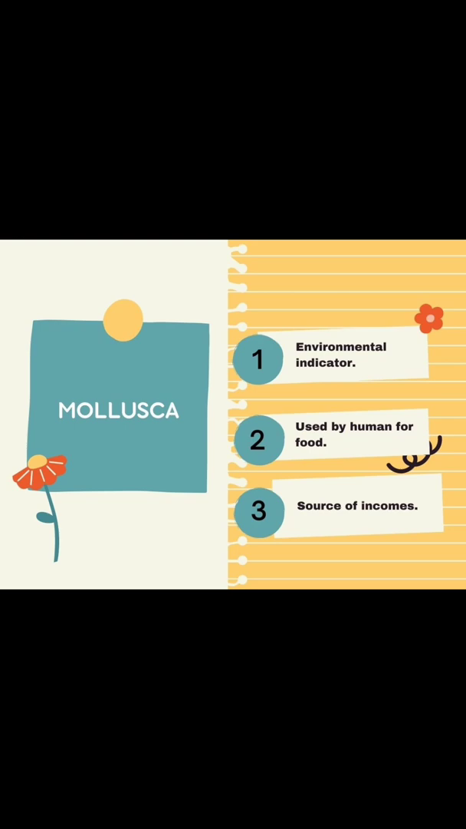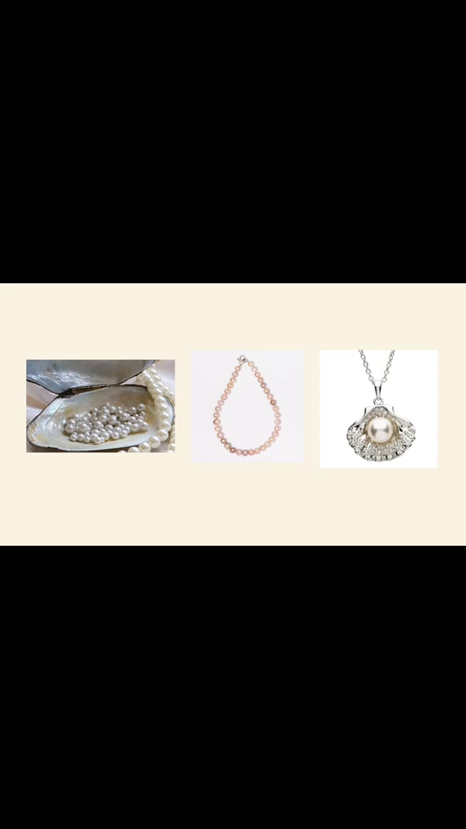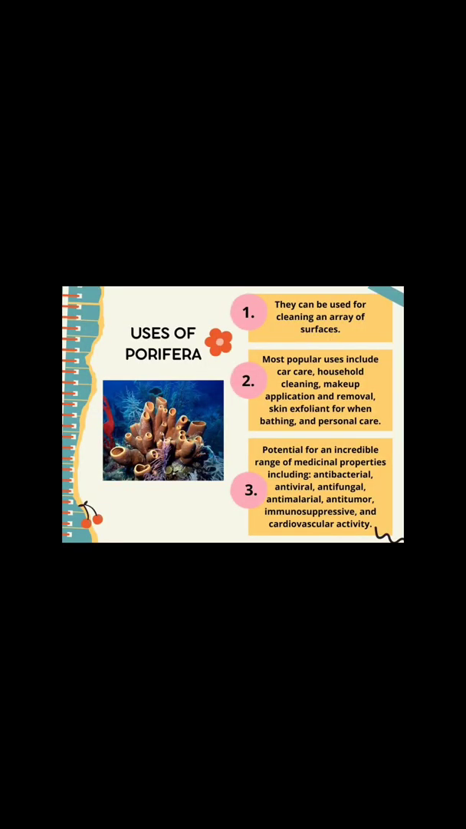For Mollusca, some mollusks are a good environmental indicator because their bodies are able to absorb heavy metals and filter the water. Secondly, mollusks are used as food for human consumption, either eaten raw or cooked. Thirdly, mollusks are a source of income. As an example, oysters, some of which make valuable pearls that are used in jewelry, and the shells are also used in making ornaments.